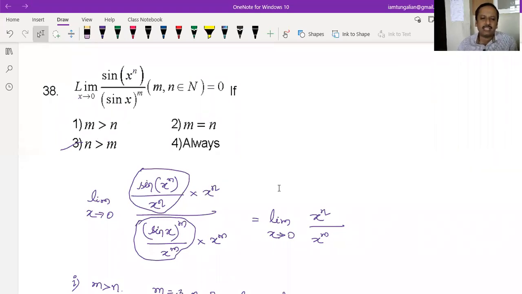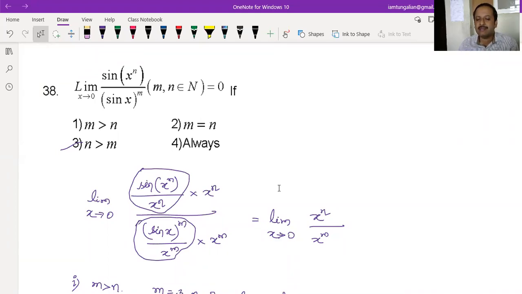Okay, so limit x tends to 0, sin x power n is there. I will divide and multiply by x power n. Then sin x power n by x power n as x approaches 0 will become 1. In the denominator, we have sin x whole power m. I have divided by x power m and therefore multiplied by x power m. So sin x whole power m by x power m will become 1 as x tends to 0. So now we have x power n by x power m.